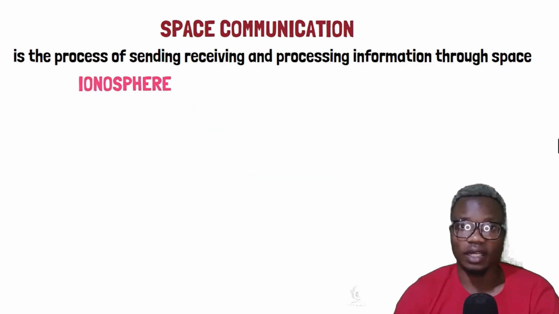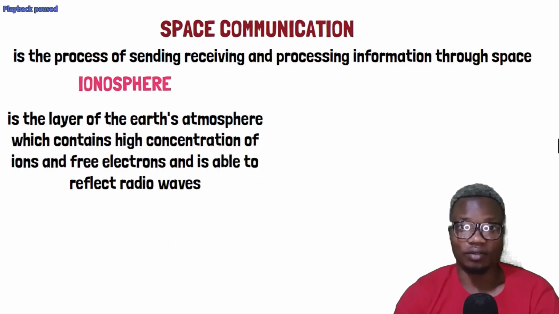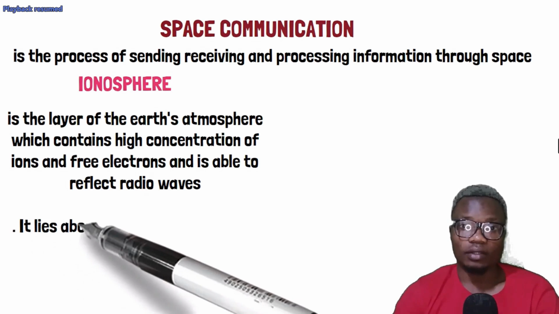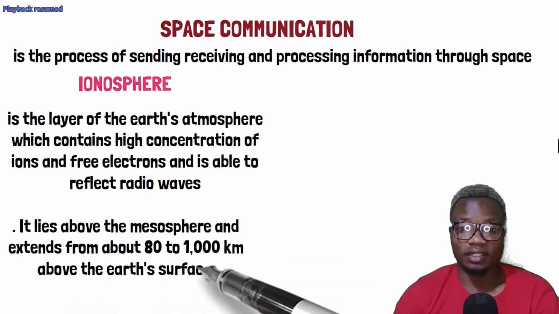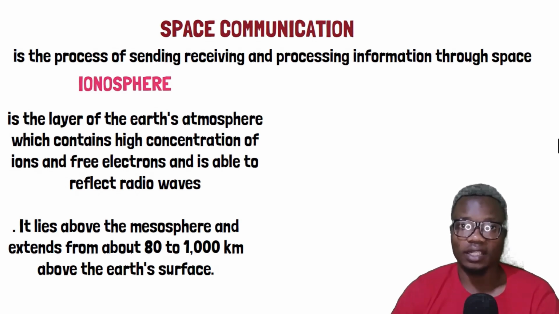Ionosphere is a layer of the Earth's atmosphere which contains a high concentration of free ions and electrons. It lies above the Earth's surface, above the mesosphere, and it extends about 80 to 1,000 kilometers above the Earth's surface. So this one is the ionosphere. It's just a region where you're going to find a high concentration of ions and free electrons.